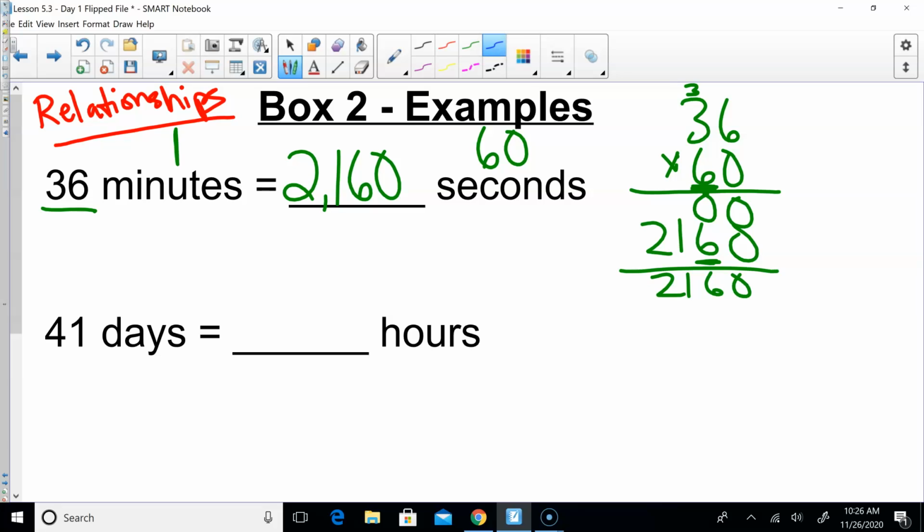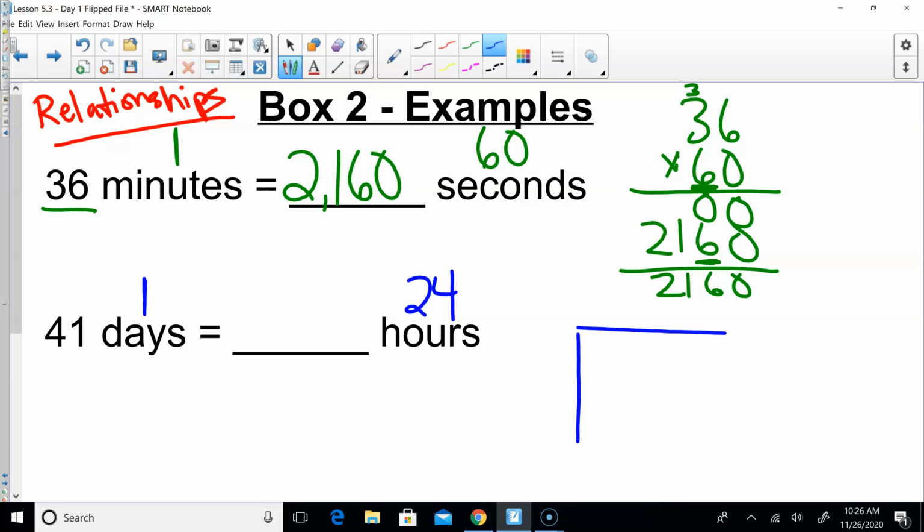And the same thing we do with the next problem. I'm looking for that relationship. What's bigger, a day or an hour? I know a day is bigger. How many hours are in a day? I can go back to my chart and realize that there are 24 hours in one day. So now I'm going to solve 41 times 24 because I have 41 days. Each day has 24 hours. So I have 41 groups of 24.